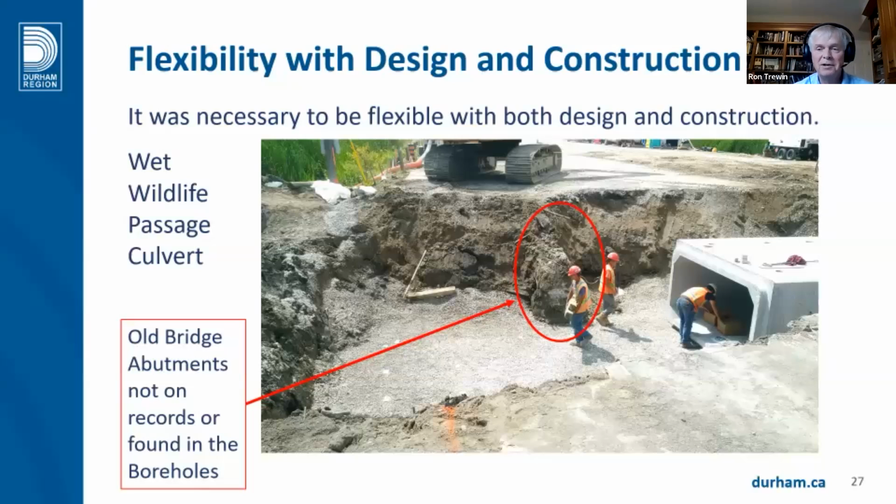It's not the first time constructing in a water course that we have found old bridge abutments that were not in drawings or that boreholes hit. The wet wildlife passage turned out to be the old bridge of Lynde Creek, which is some 300 meters away. Someday in the past, the engineer thought it was a great idea to move the whole structure so they could keep this open and construct at the same time. We also found Corduroy Road in here, which was also not found in the boreholes and the utility locates.